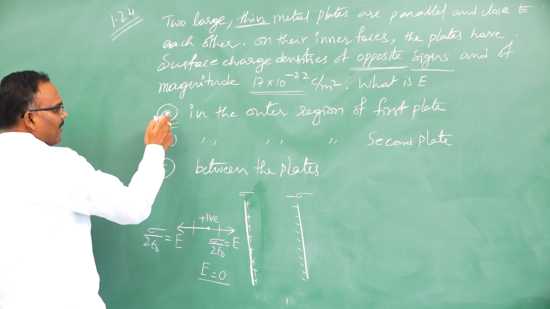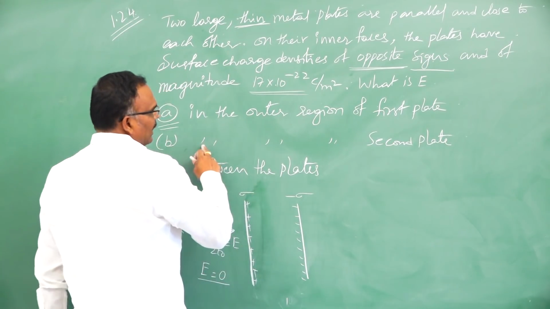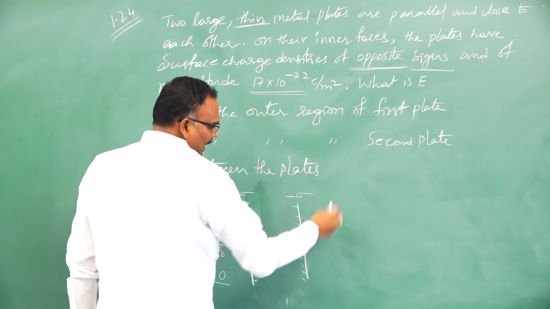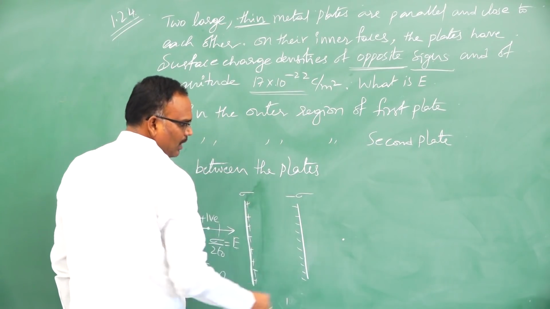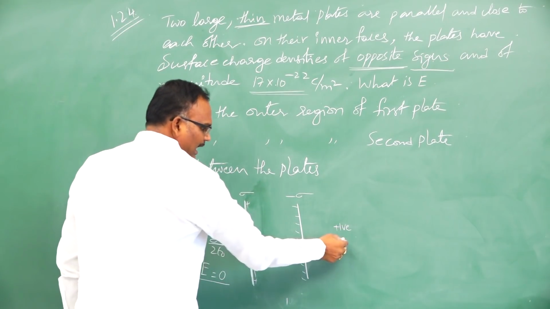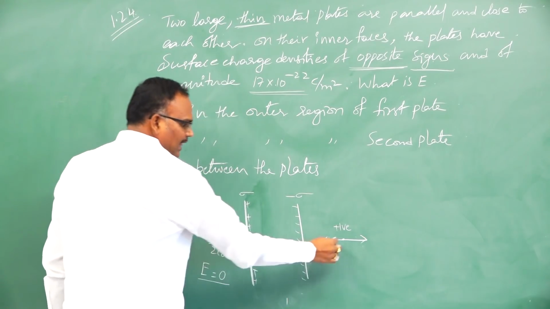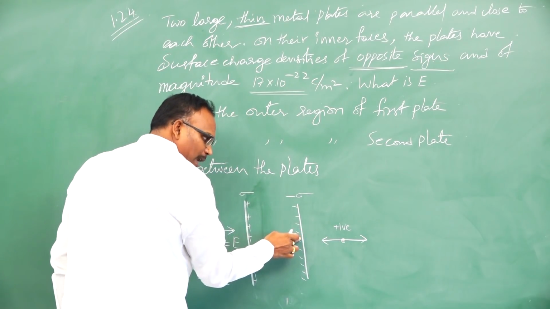Okay, this is the answer for A. Answer for B: in the outer region of the second plate, that means here, I have to imagine a unit positive charge. The negative plate attracts, the positive plate repels. See, here this point is close to the negative plate.